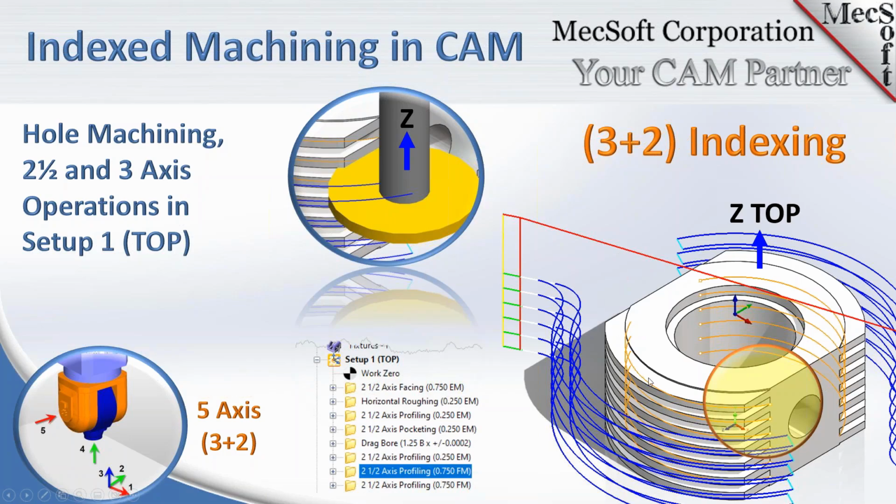And one thing I want to mention in this, you see this little picture right here with the face mill. That's to machine these fins, the slots that go through these fins. And you can do that either with a profiling or with a T-slotting operation. We just did it with the profiling.